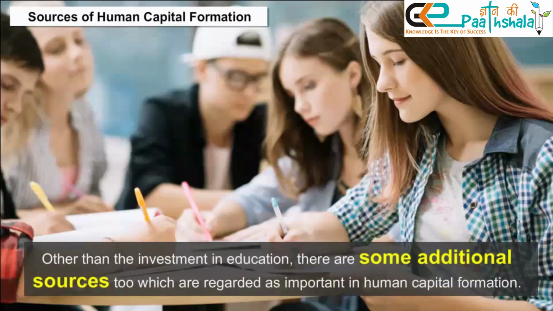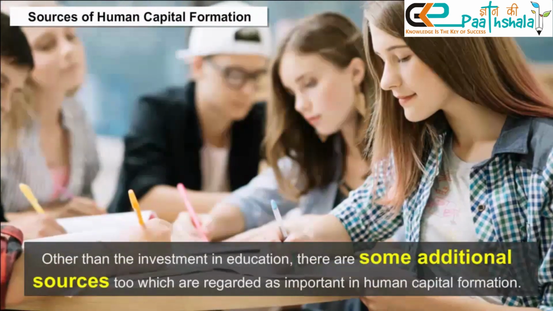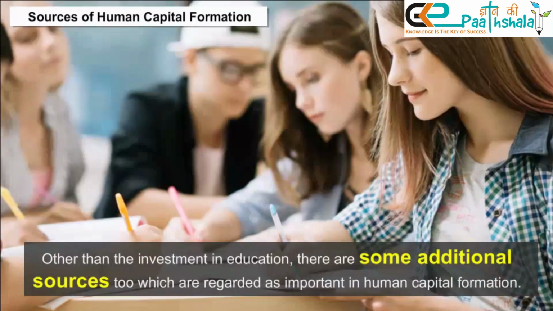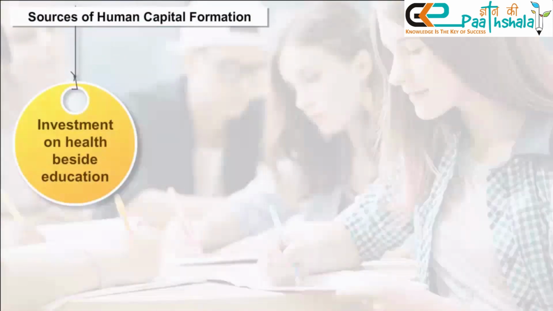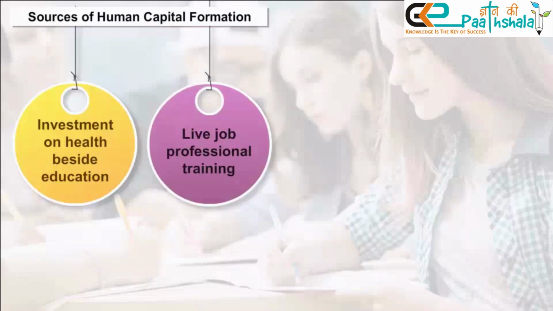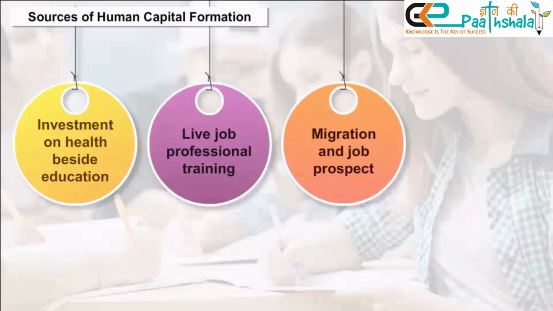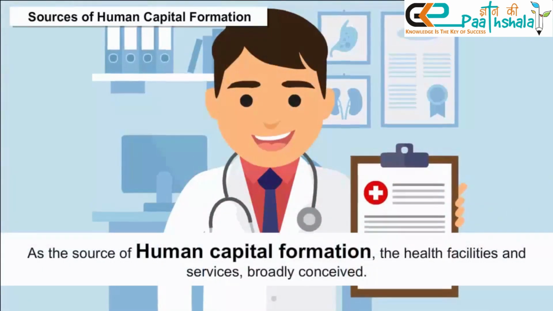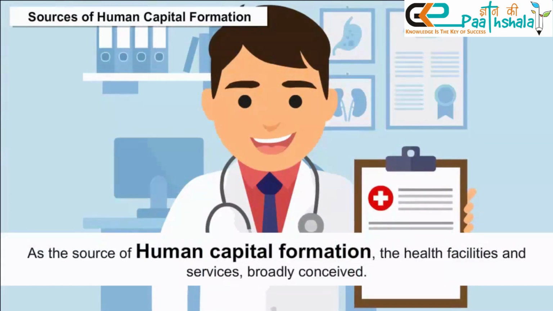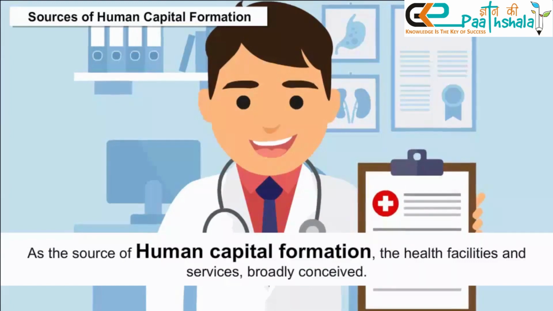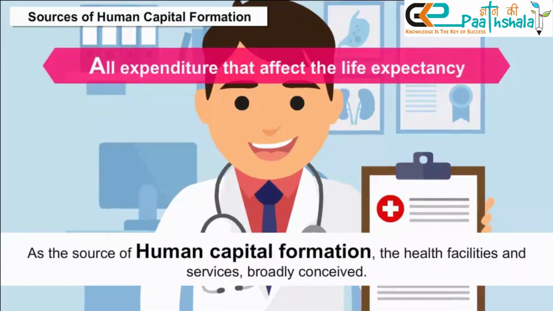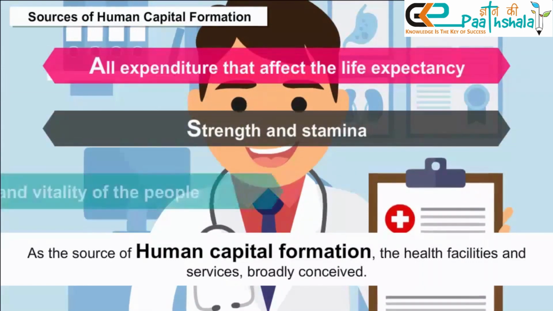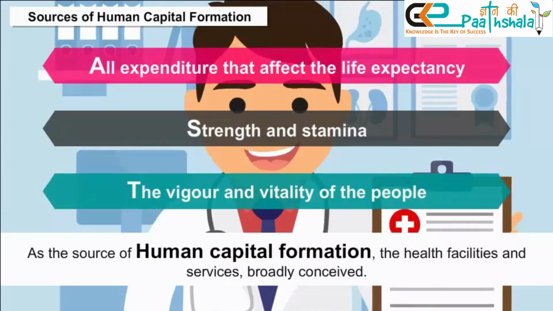Other than the investment in education, there are some additional sources too, which are regarded as important in human capital formation. They are investment on health beside education, on-the-job professional training, migration and job prospect, and other educational training information. As the source of human capital formation, the health facilities and services, broadly conceived to include all expenditure that affect the life expectancy, strength and stamina, and the vigor and vitality of the people.